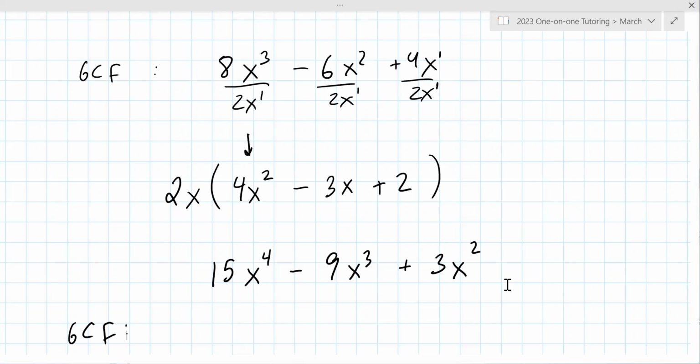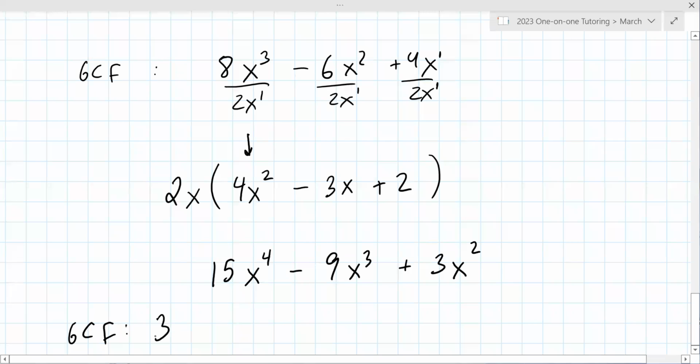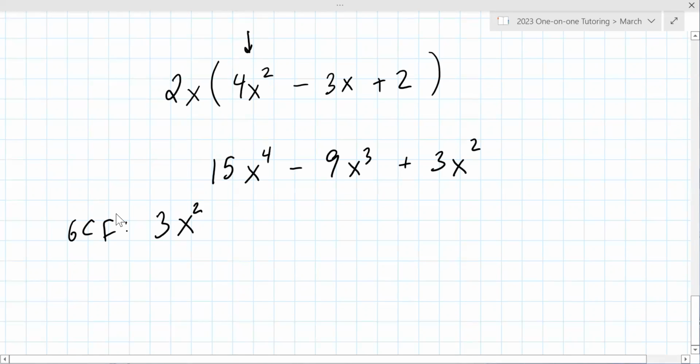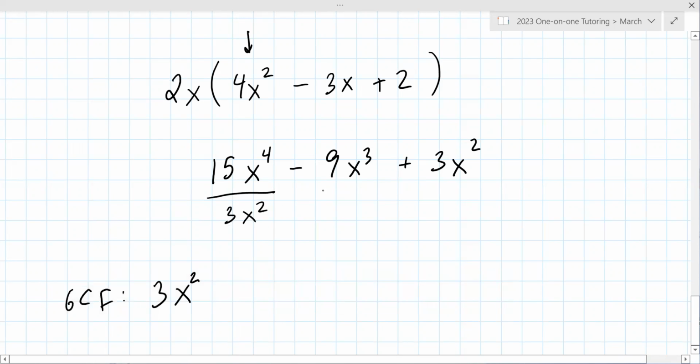Is it 3? 3 is the number. What about the variable? It's x to what power? Would it just be regular x? It's always to the smallest exponent. So in the first example, 1 was the smallest one. So this time it'll be x squared. All right, so you're essentially dividing each of these by that greatest common factor.